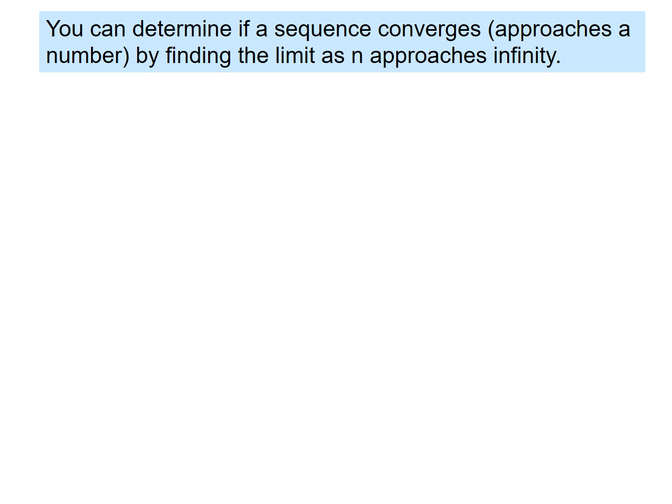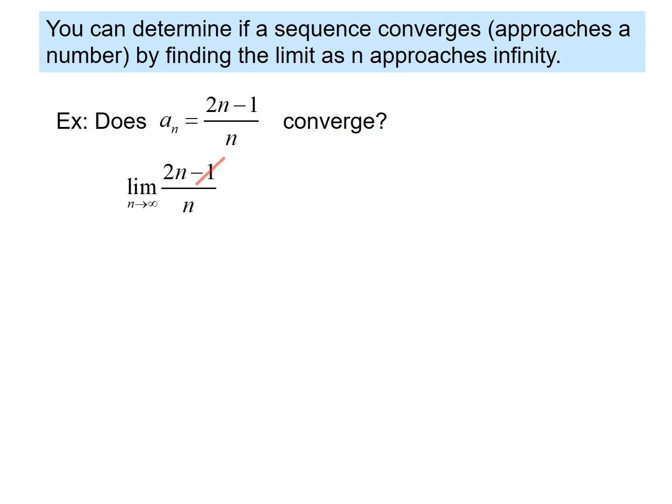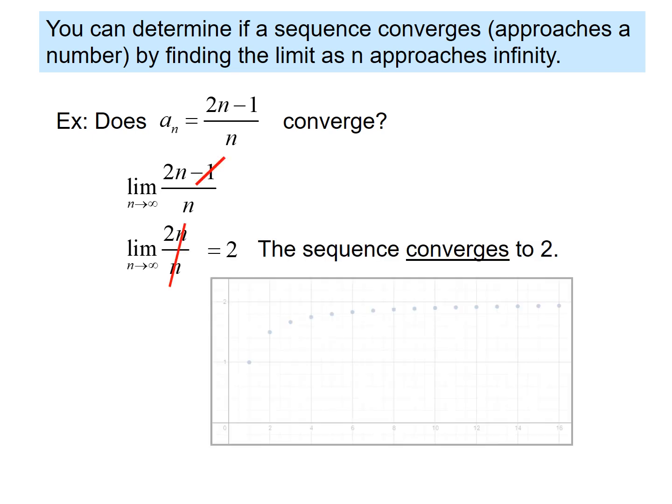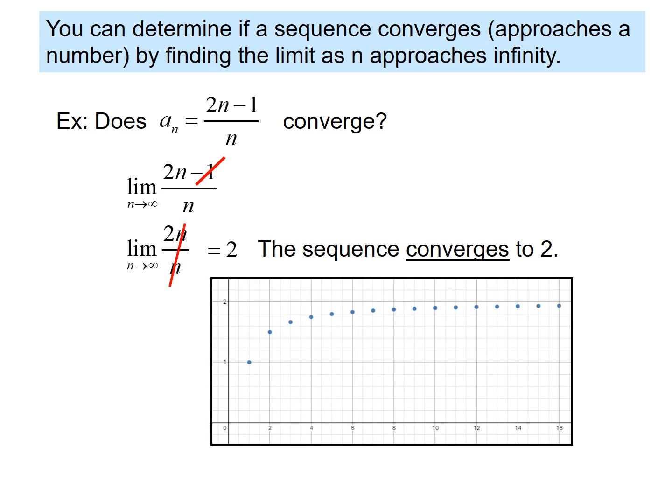To determine if a sequence converges, we take the limit as n goes to infinity. So here's our sequence, take the limit as n goes to infinity, which is 2. So we would say that this sequence converges to 2. And here's a visualization of what that looks like.